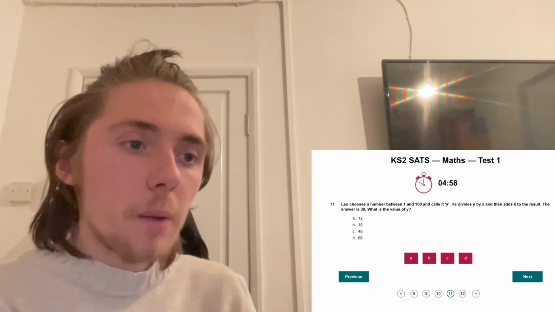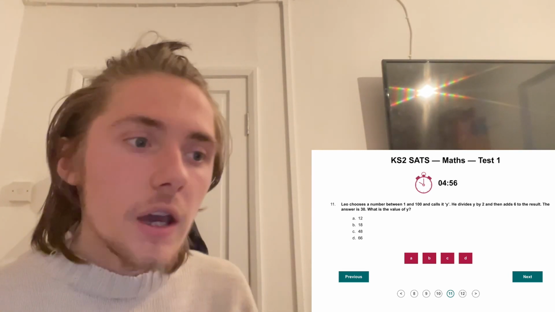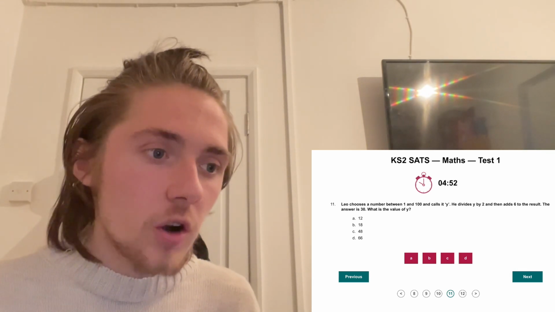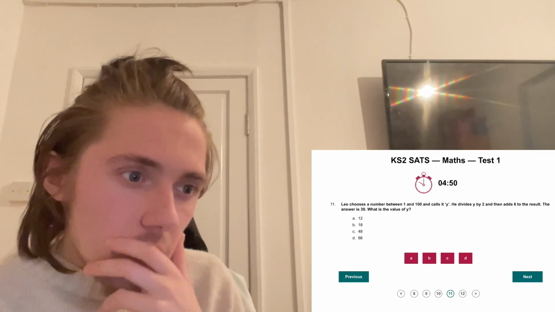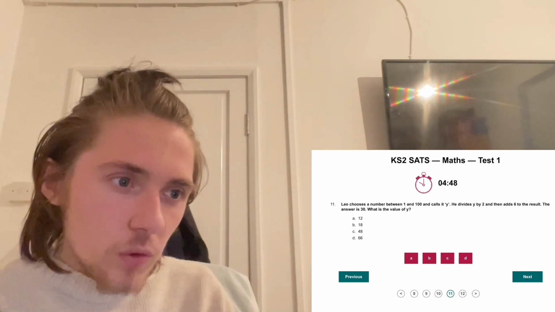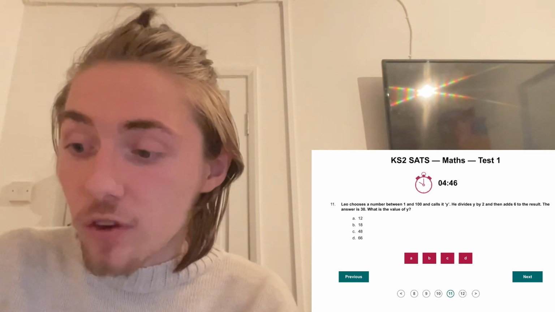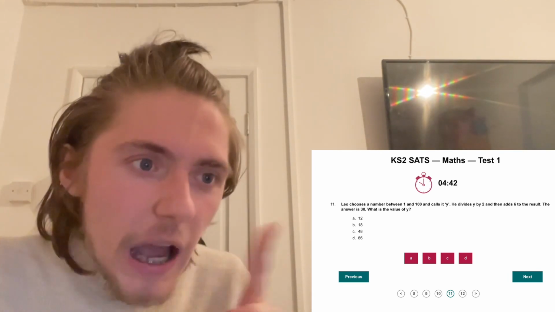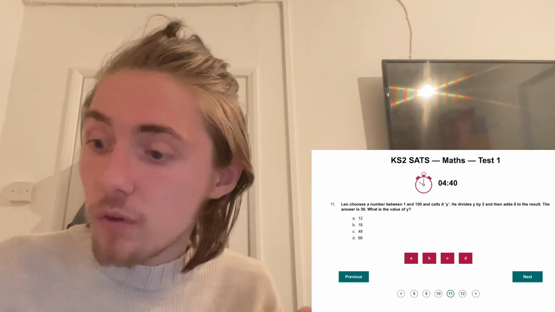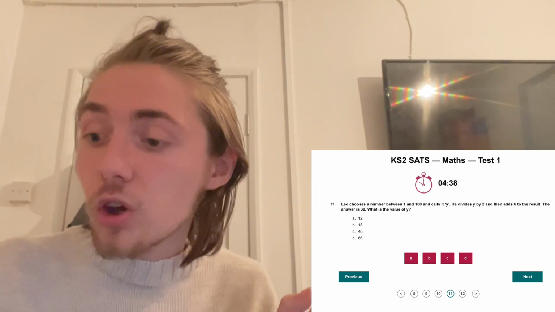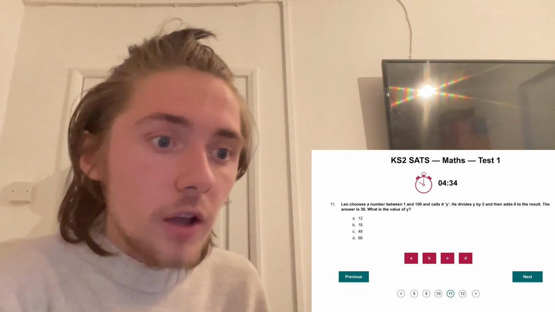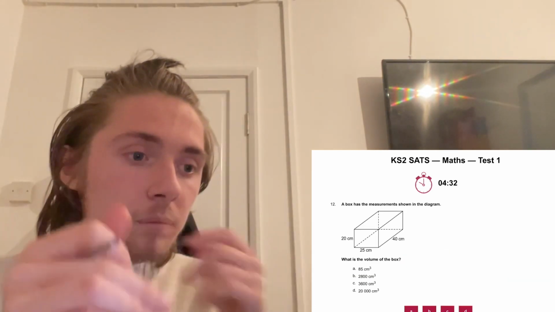Leo chooses a number between 1 and 100 and calls it Y. He divides it by 2 and then adds 6 to the result. The answer is 30. What is the value of Y? Okay, so let's take the 30. I'm going to take away 6 and then we're going to times it by 2. So 24 times 2 gives us 48. And 48 is on there, so I'm guessing that's the correct answer.